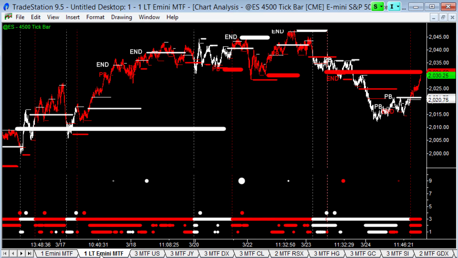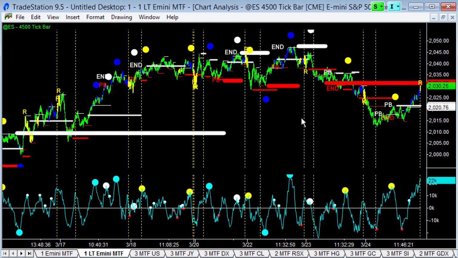So, longer term tip bar chart. I'm starting this with the 4500 tip bar chart, and this gives us all these highest time frames, the 13,500, the 40,500, all on one chart. And this is looking at quite a few days here.